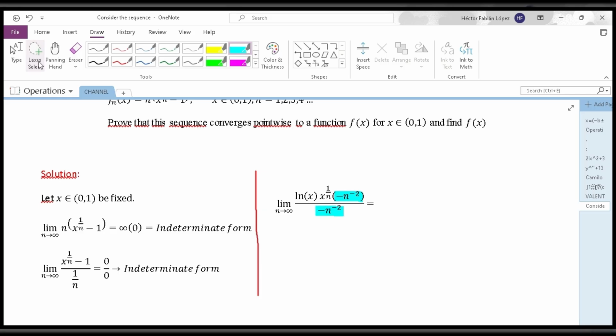And after that we will evaluate this limit, and then 1 over infinity approaches 0, x to the 0 power equals 1, times ln of x, and 1 times ln of x is equal to ln of x. Then what we did here, we found the function that this sequence approaches. It is equal to ln of x.